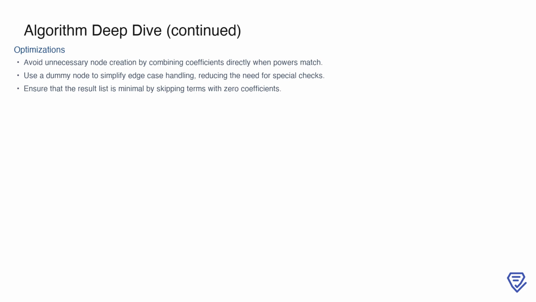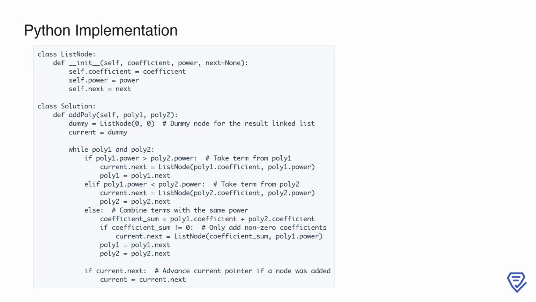Additionally, by skipping terms with zero coefficients, we ensure that the resulting polynomial is minimal and contains only meaningful terms. These optimizations not only streamline the implementation but also ensure the algorithm remains efficient and robust, even for edge cases and large inputs.